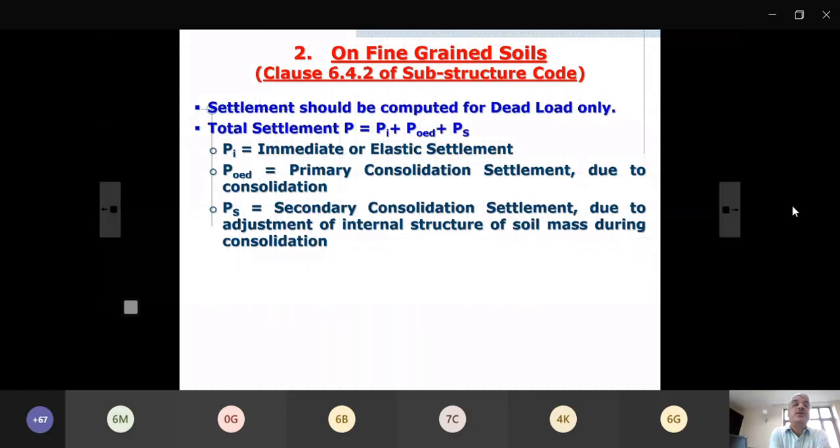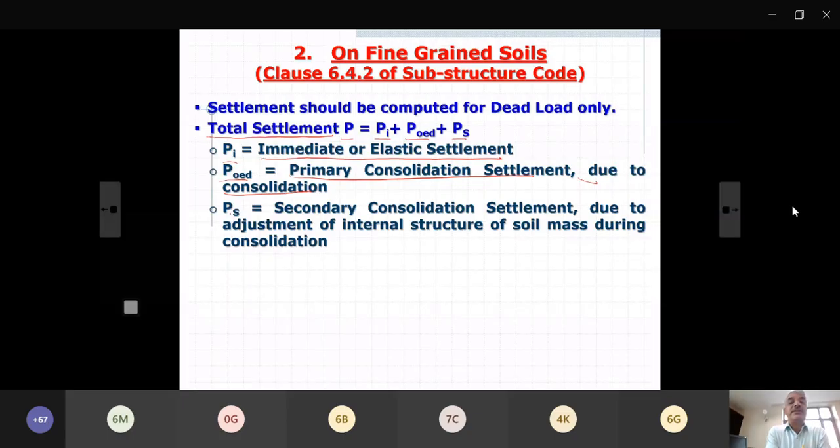Then it says the total settlement in this case will consist of 3 parts, Pi, Poed and Ps. What are they? Pi is immediate or elastic settlement, which is due to compaction, like the same earlier one, and there is an equation for calculating Pi. Then P oedometric is primary consolidation settlement due to consolidation. This is because your water is going out from your pores because of extra pore water pressure, additional pore water pressure being developed. So that much space there will be settlement.